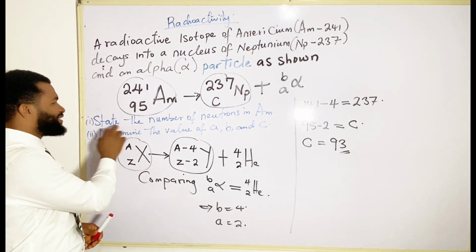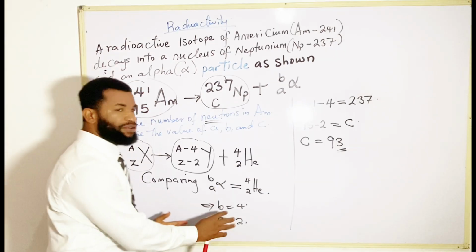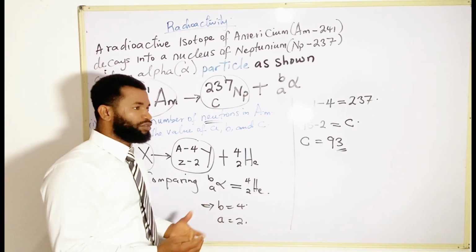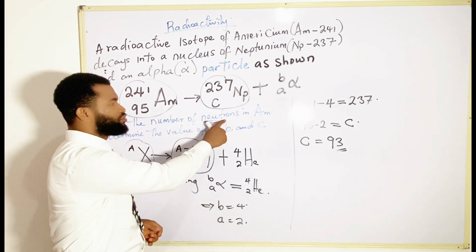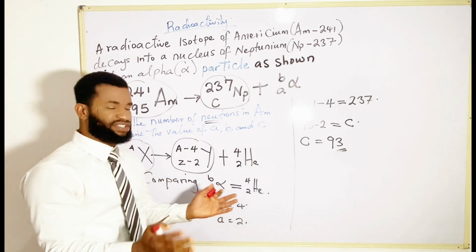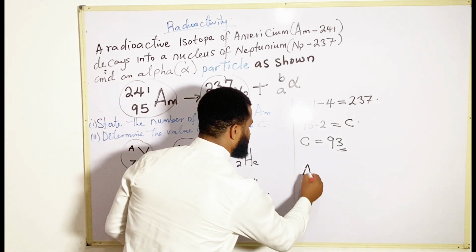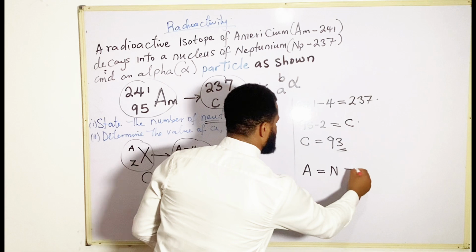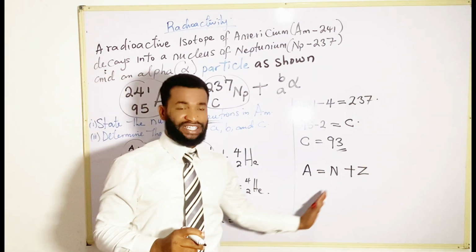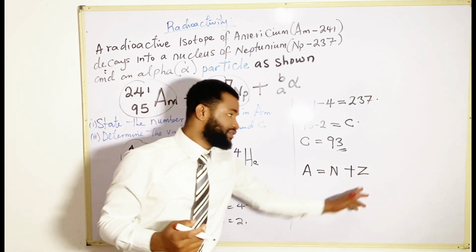So the question is, state the number of neutrons in americium. As we have found C, A, and B, we are going to find this neutron number. But remember this equation: whenever we talk about neutrons, we are relating it with atomic number and atomic mass. A is equal to N plus Z. Always know that they are in alphabetical order, in ascending order. The lowest is A, the next to A should be N before Z. So Z is the last.